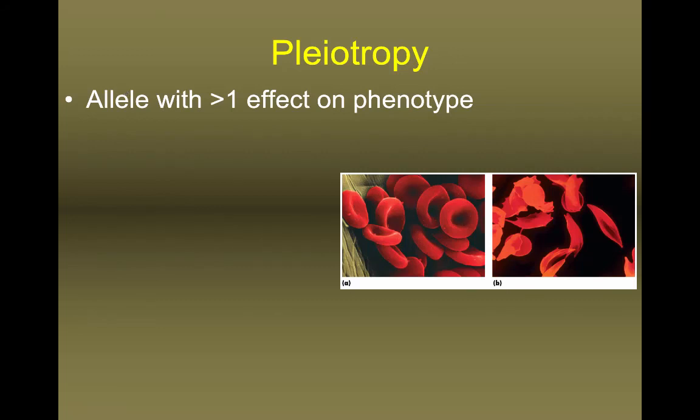Alright, so we're going to pick up now with our next section on genetics. And starting off this section is going to be a quick overview of a concept called pleiotropy. So pleiotropy, like I mentioned at the end of the previous section, is kind of the opposite of polygenic inheritance.